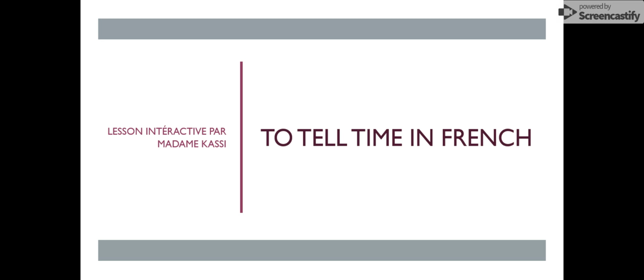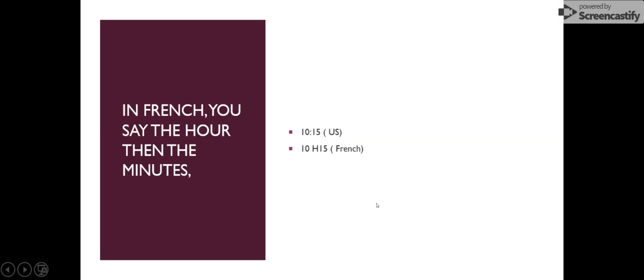To tell time in French, one thing that you need to know before telling time are the French numbers. You need to know all your numbers in French. Ok, c'est parti. So, in French, you say the hours, then the minutes.